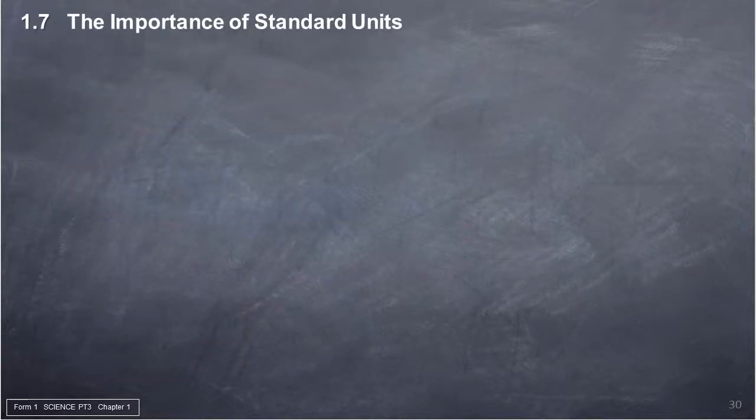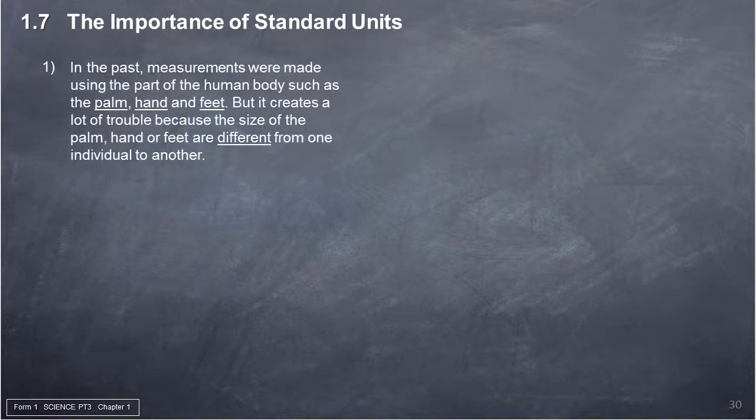1.7. The importance of standard units. 1. In the past, measurements were made using parts of the human body, such as the palm, hand and feet. But it created a lot of trouble, because the size of the palm, hand, or feet differs from one individual to another.